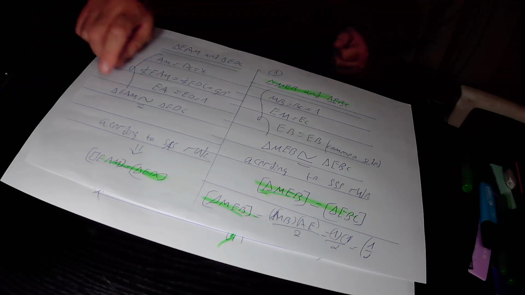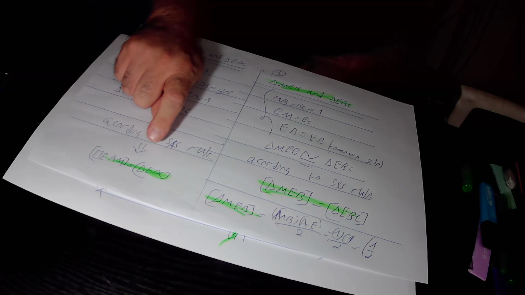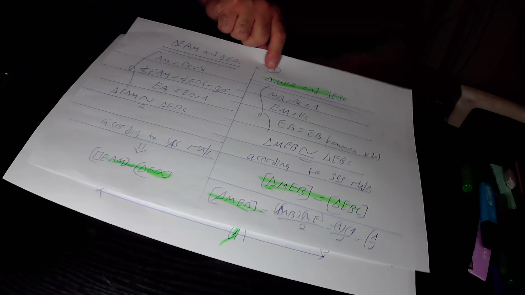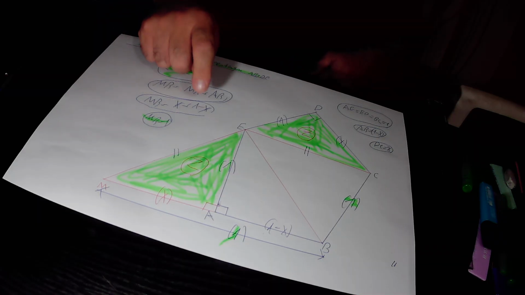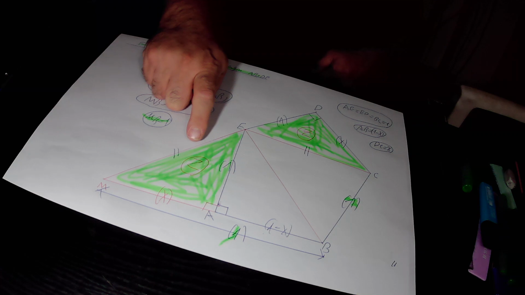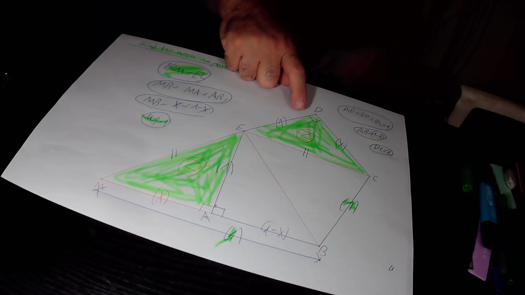That is to say, the area of the green right triangle EAM is equal to the area of the green right triangle EDC. So if we define the area of this green right triangle EAM as Z, then the area of this green right triangle EDC must also be equal to Z.